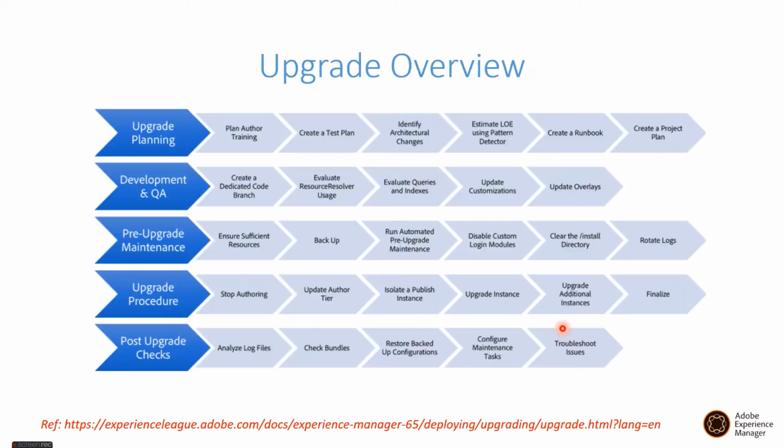Okay, and then the overview of AEM upgrade. First you might need to plan for your upgrade. Plan for your project, and then plan for author training, because some authoring will change after your upgrade. Prepare a test plan, and identify if your current architecture can support it after the upgrade. Maybe check your infra too, is the memory sufficient. You might also need to do performance testing after the upgrade to check whether the memory is sufficient or not, and so on.